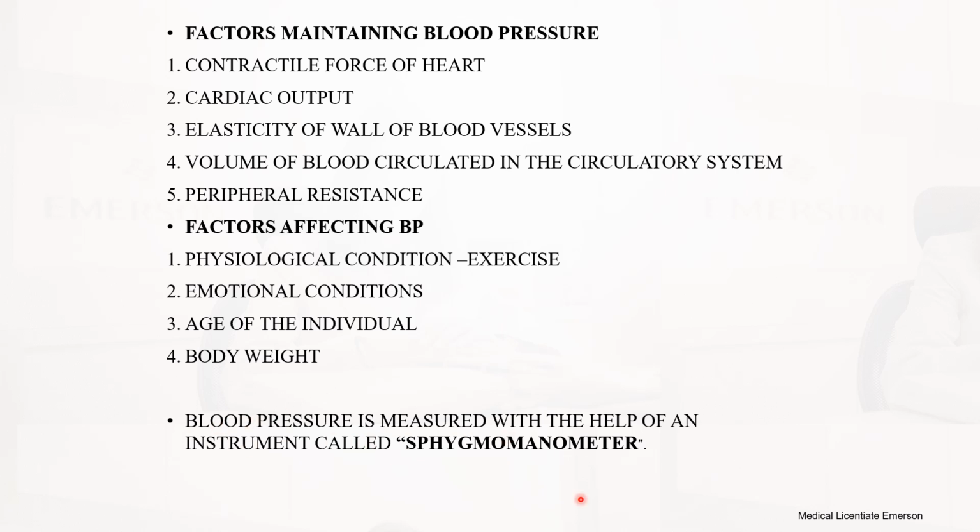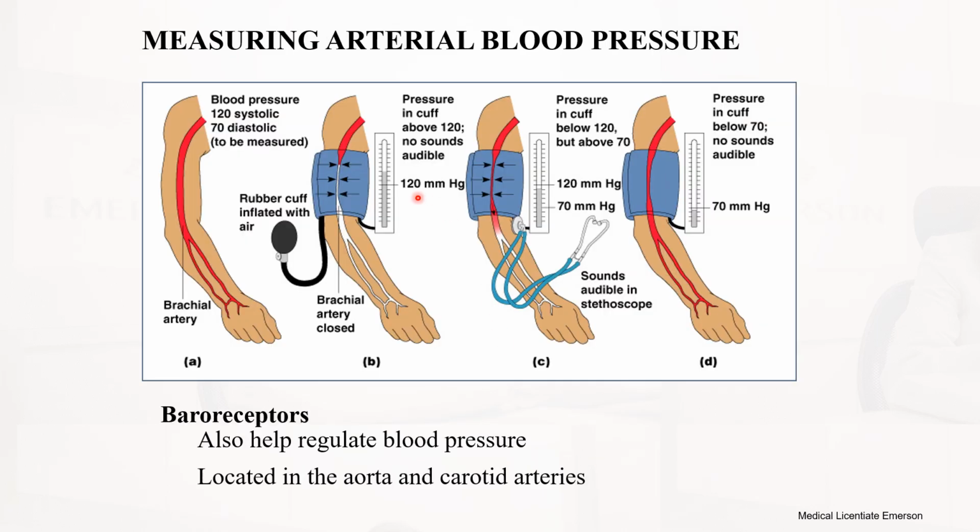Then blood pressure is measured with the help of an instrument which is known as the sphygmomanometer, which is the one people here refer to as the BP machine. Okay, but the name of the BP machine or the instrument itself is sphygmomanometer. Then this is how you measure blood pressure with the sphygmomanometer, and this is how you do it.